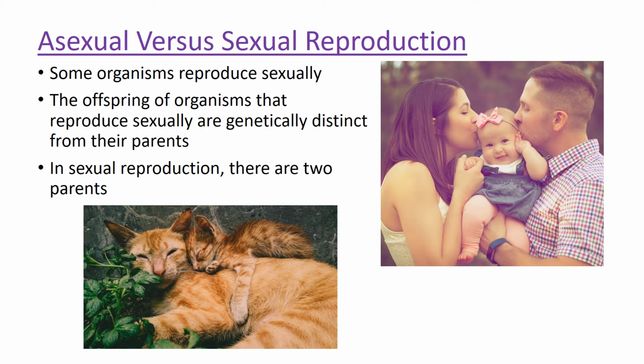If we look at the image on the right, it's a mom, a dad, and there's their daughter. Their daughter is not identical, obviously, to her father, but she's also not identical to her mother. She has DNA from mom and from dad. And that's true of this kitten down here, too. She has DNA, or he has DNA, from mom and dad. And so she's not identical, or he's not identical, to either of their parents.